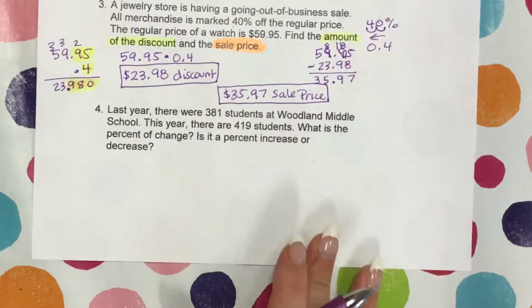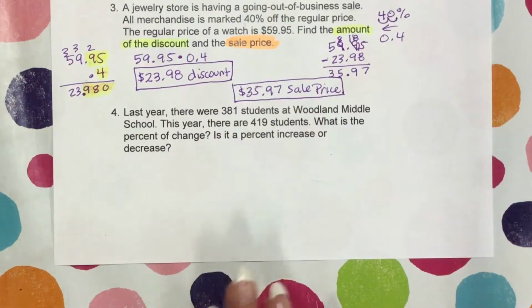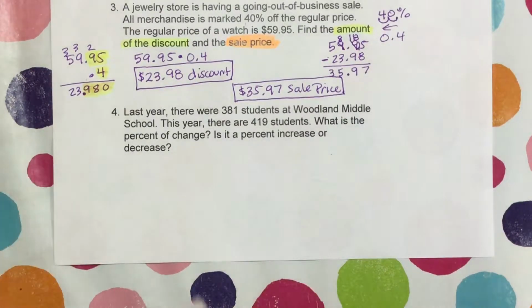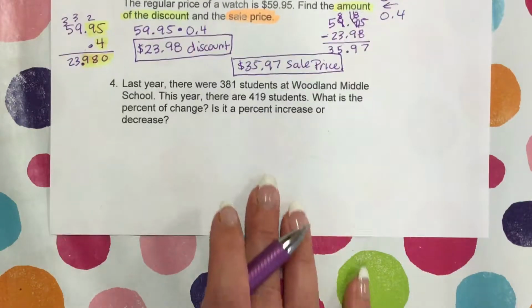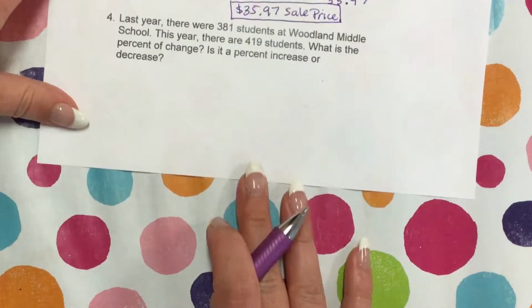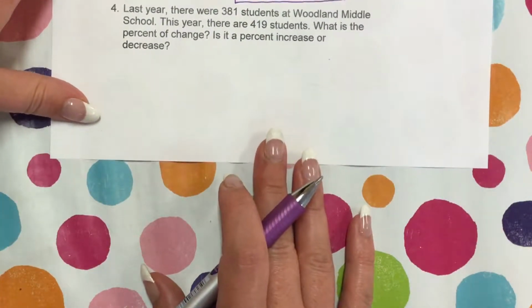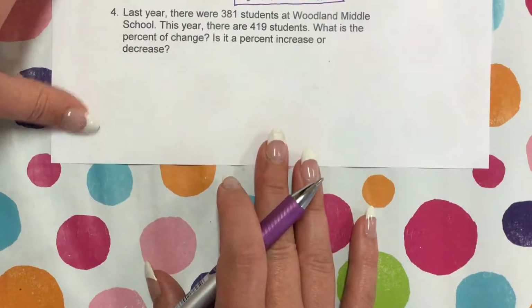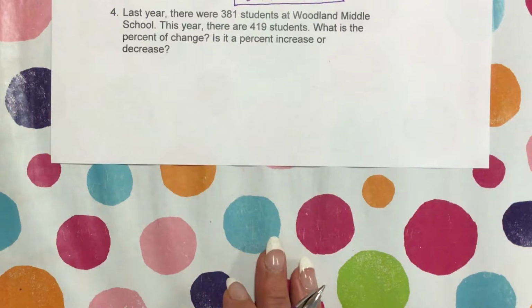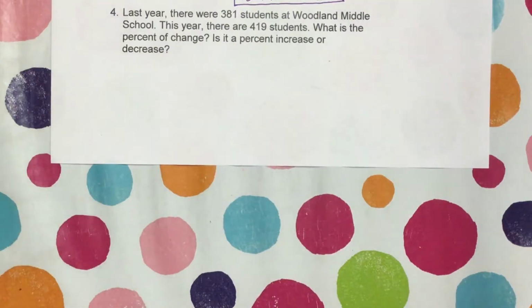Okay. The last one we're going to do together for right now is problem 4. It says last year there were 381 students at Woodlands Middle School. This year there are 419 students. What is the percent of change? Is it a percent increase or a percent decrease?